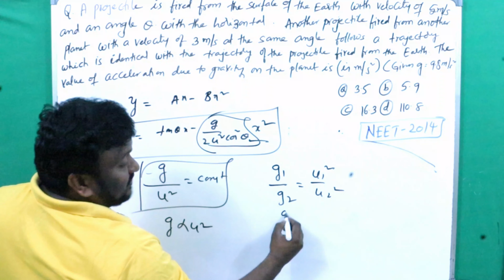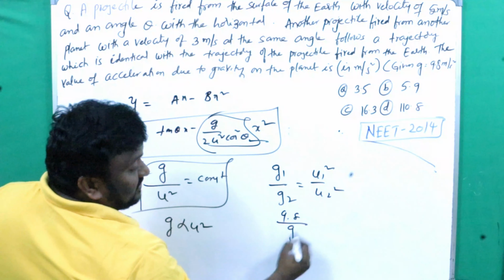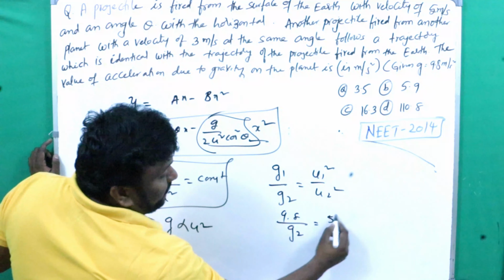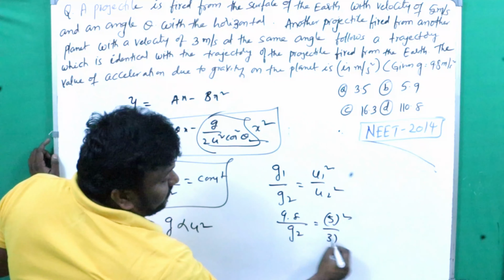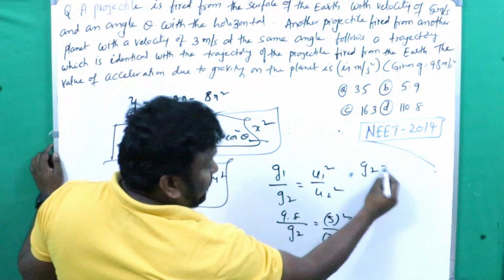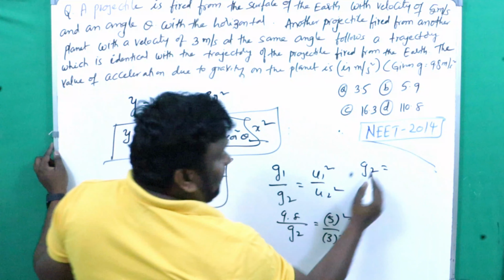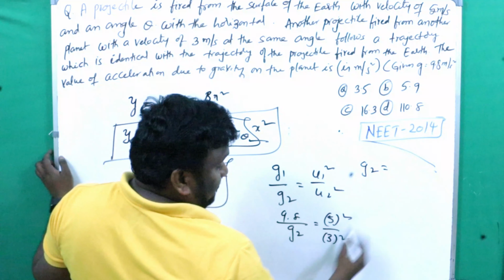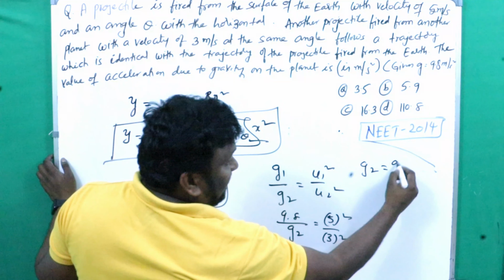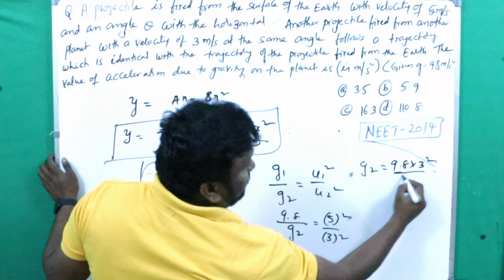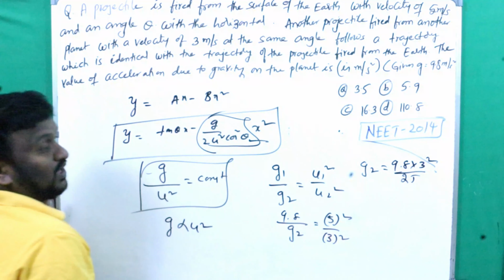Nothing but the value on earth surface, that is 9.8. So 9.8 by g2 is equal to u1 square, with speed 5, whole square by 3 square. Clear? From that, what can you write? g2, or g dash, anything it may be. g2 is equal to 9.8 into 3 square by 25, or 5 square.